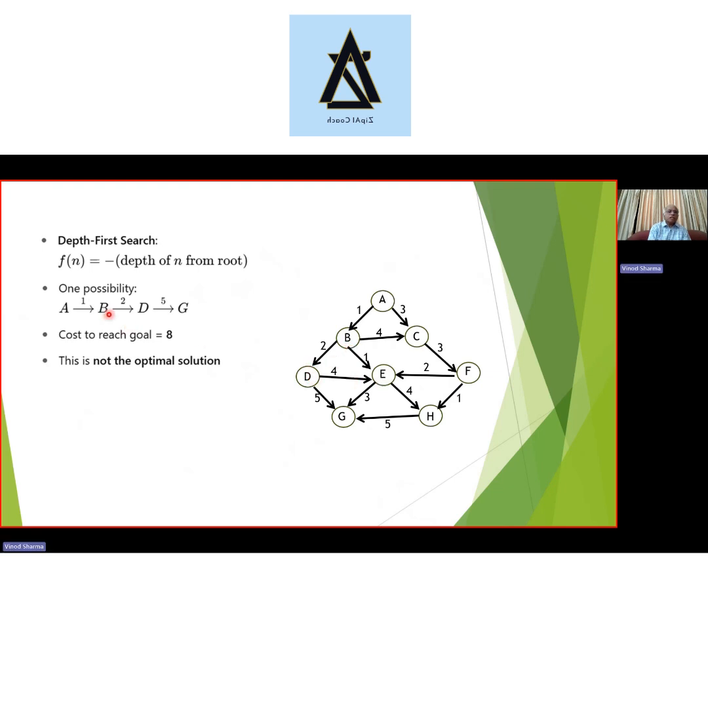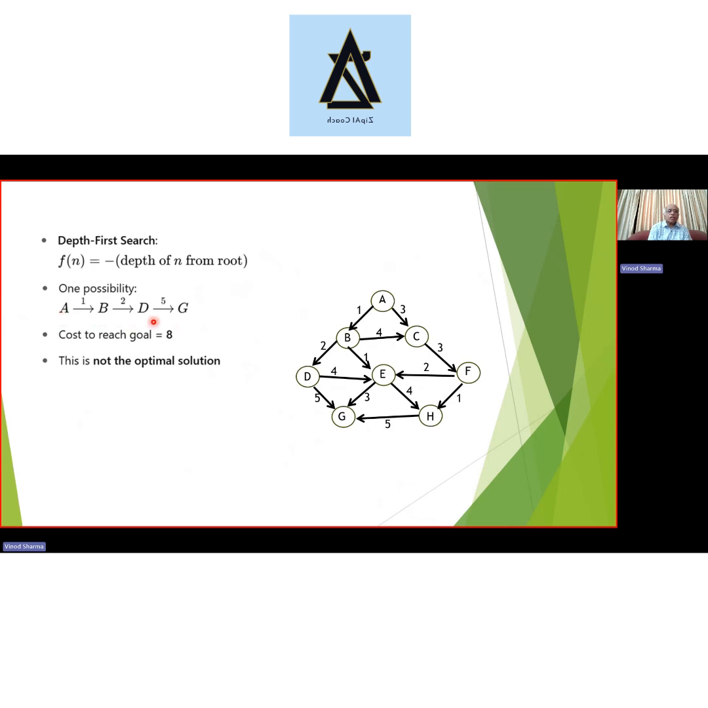So let's say the next step we have taken is we reach D. Once you reach D, there are possibilities of E and G where you can go from here, and we pick the node with the maximum depth, right? Because the minus of that will be the minimum quantity. And in this case, that is G. So via this algorithm, we went from A to B to D to G.